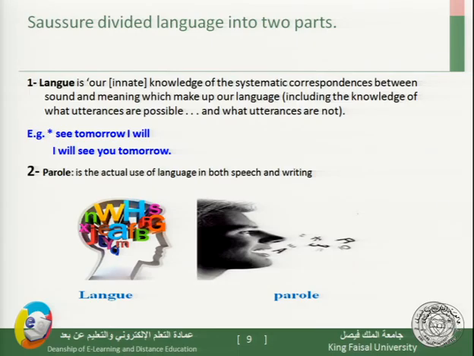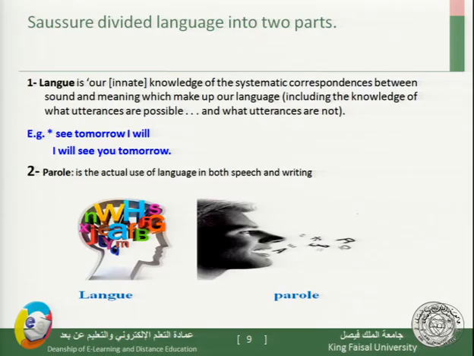Why could we say this? Because we already have an innate knowledge that tells us that this is not accepted, this is ungrammatical, it does not comply with the rules of grammar and syntax. So what's the correct version of this sentence? I will see you tomorrow. So there should be a specific word order that we need to follow so that our sentence becomes grammatical.